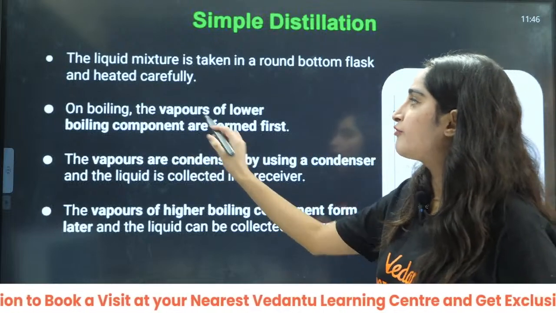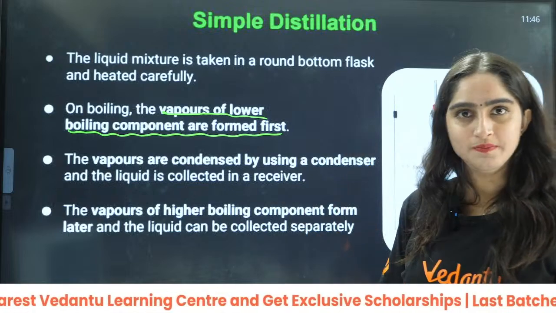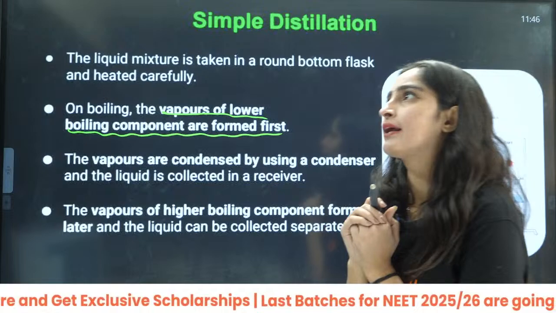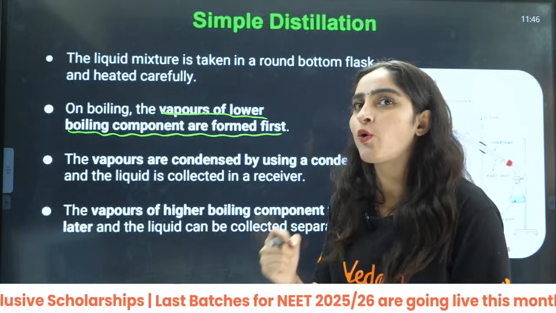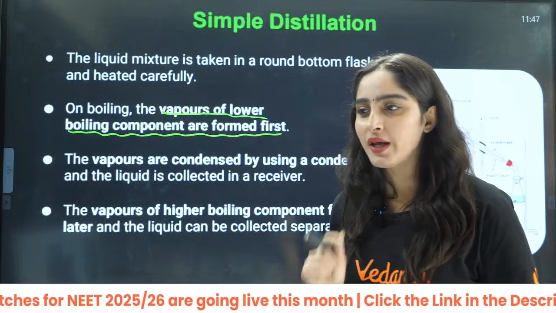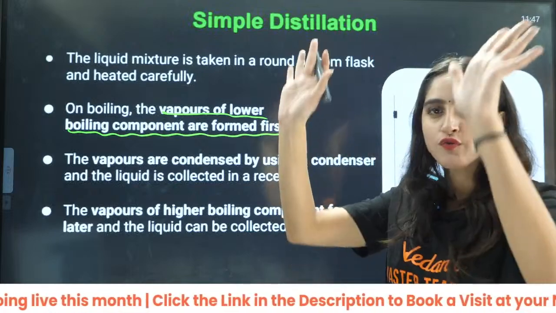Then on boiling, vapors of lower boiling point components are formed first. Which will be formed first? The one which has a low boiling point, which is like, I want to go, I want to run, give me a little push and I will go. So we just gave it a little heat and it will just vaporize.